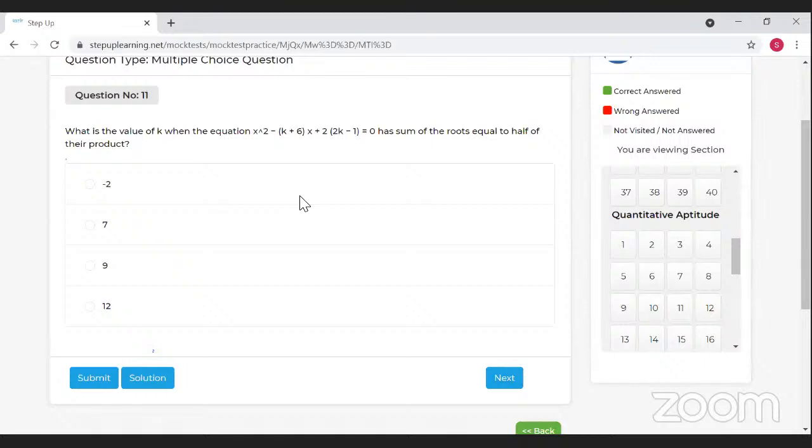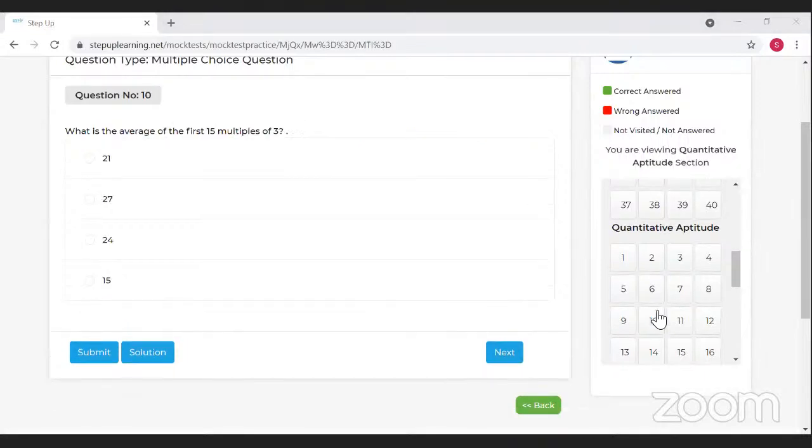Okay, nobody wants me to explain that one, right? Fine. Anyway, let's solve this one then. What is the value of k when the equation has sum of the roots equal to half of their product? What is the sum of the equation? What happened, Joey? What is not clear? Which question was that?